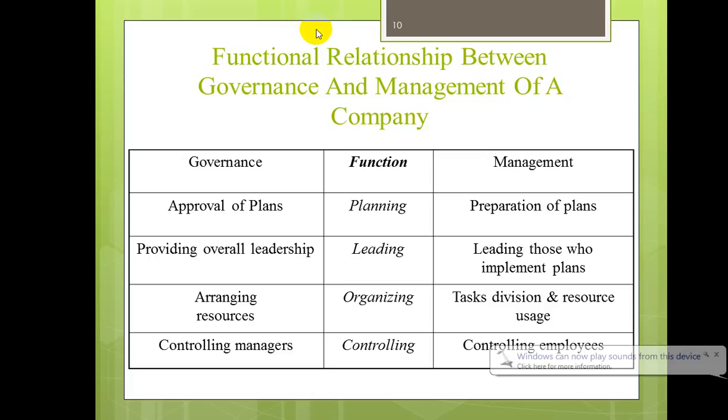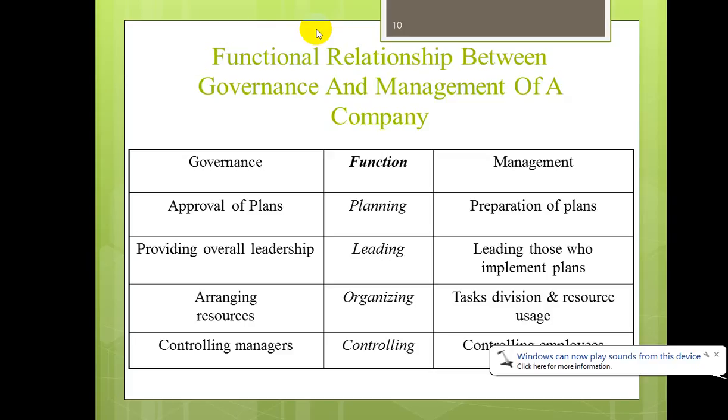For planning, on one side we have the governance body, and on the other we have management. So first we have management planning. In planning, we have the preparation of plans. Managers are actually making plans, for example how to increase the budget. Now they are making plans. Then the governance bodies are approving the plans.